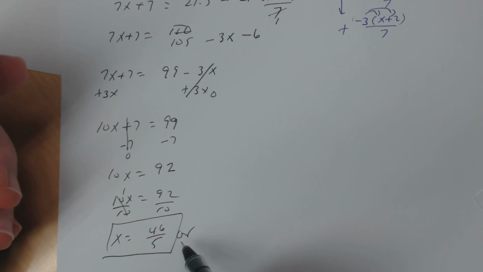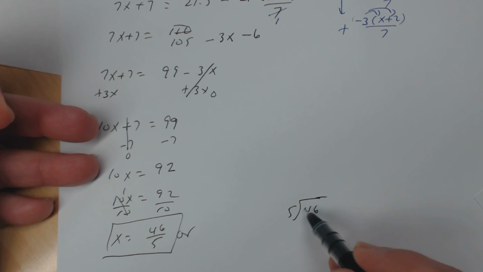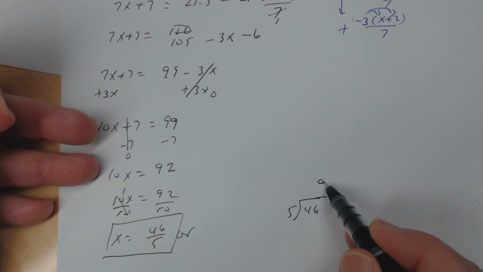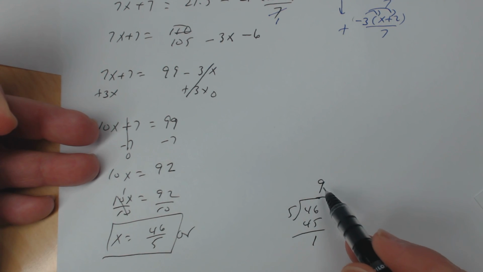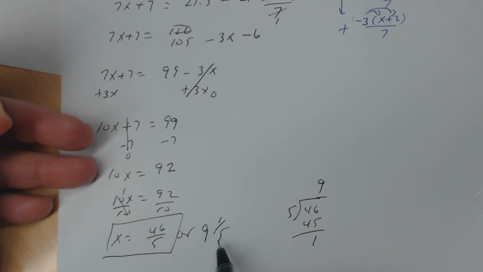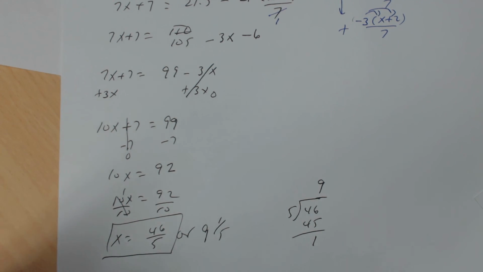But to change that to a mixed number, I'm going to say 5 into 46. So 5 into 46, 9 times. 9 times 5 is 45, with the remainder 1. So you get 9 and 1/5. You can always check it. 9 times 5 is 45. 45 plus 1 is 46. You get 46 over 5.